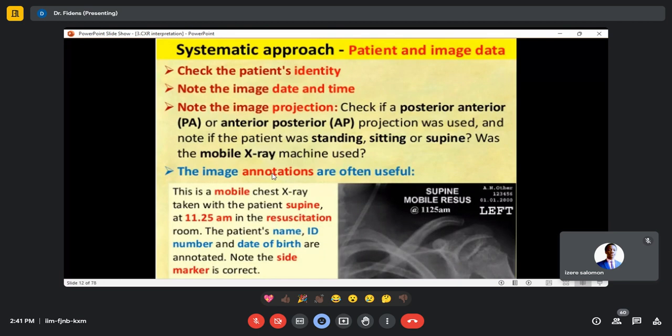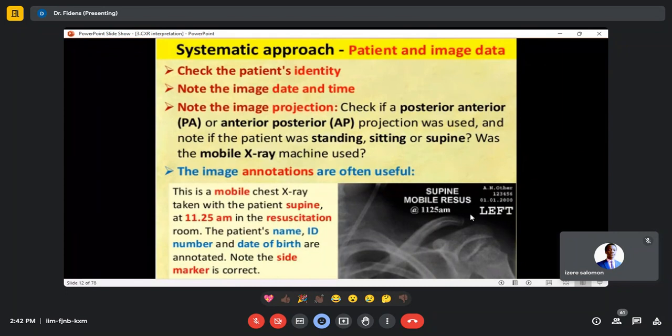For identification, this is trying to show you what you have to check: the patient identity, the image date and time, the image projection, posterior-anterior, lateral, anterior-posterior, and the image annotation should be checked. I mean, like this, those are the image annotations.